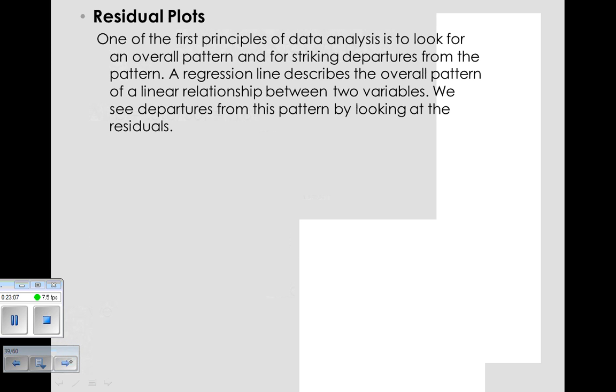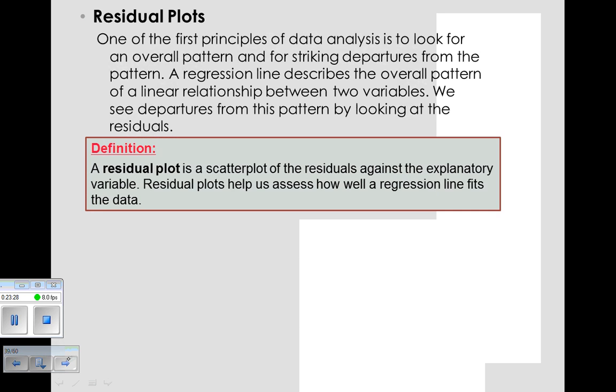All right, residual plots. One of the first principles of data analysis is to look for an overall pattern and for striking departures from the pattern. A regression line describes the overall pattern of a linear relationship between two variables. So we can see departures from this pattern by looking at the residuals. So for a residual plot, you keep the x exactly the same as you had in your regression, so that scatter plot from the original. And then the residuals go on the y-axis.